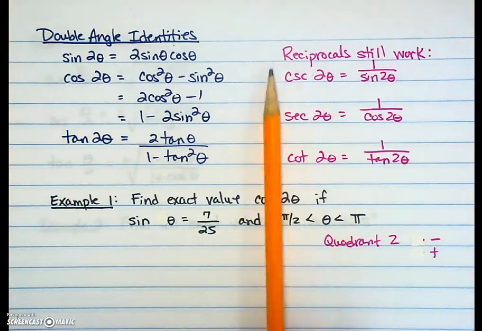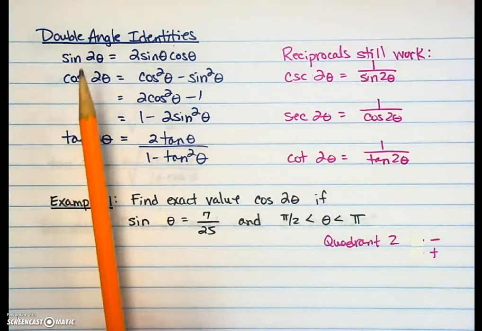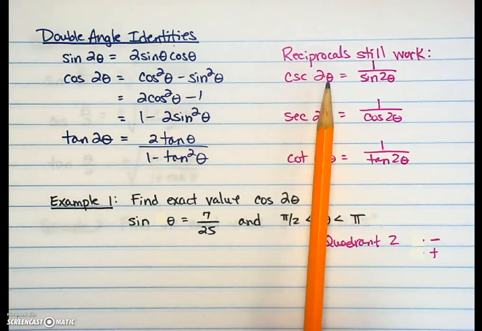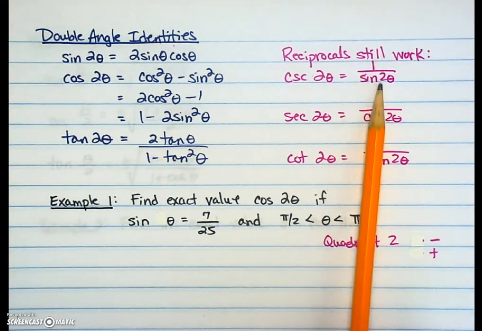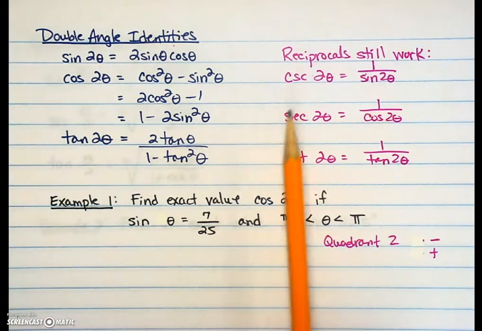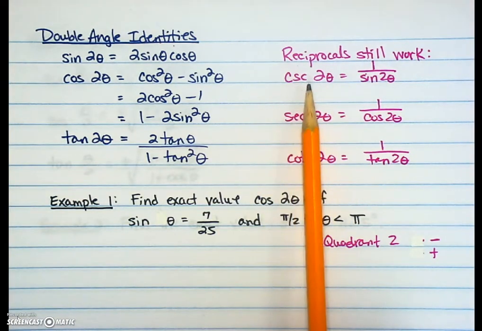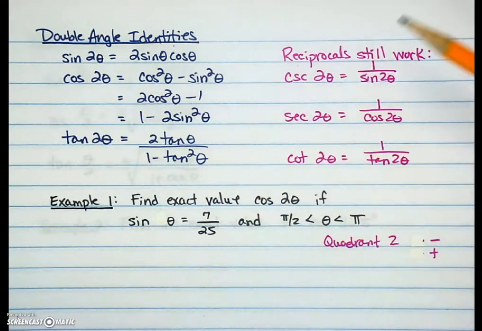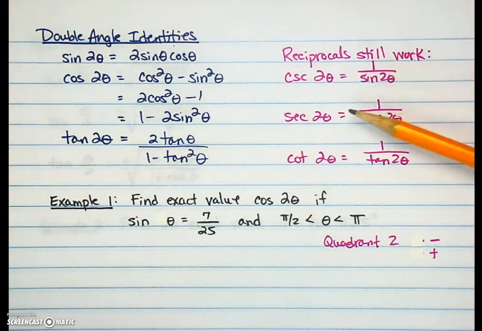I do want to remind you that the reciprocals still work. For example, the sine of 2 theta, if I flip that and do 1 over sine of 2 theta, that is the cosecant of 2 theta. So if I ask you to find the cosecant of 2 theta, we can still find that information by doing 1 over the sine of 2 theta, and the same thing for the secant and the cotangent.